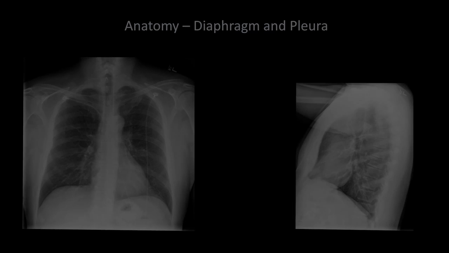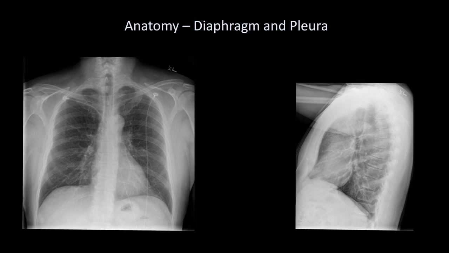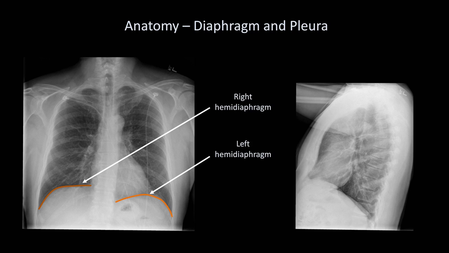Moving on, the diaphragm and pleura, which also makes sense to evaluate together. So here are the right and left hemidiaphragms as seen on the PA view. It is normal for the right hemidiaphragm to be slightly higher than the left, presumably due to the liver directly beneath it.